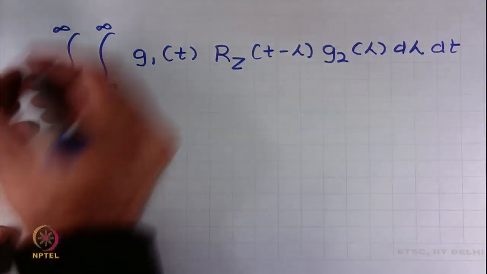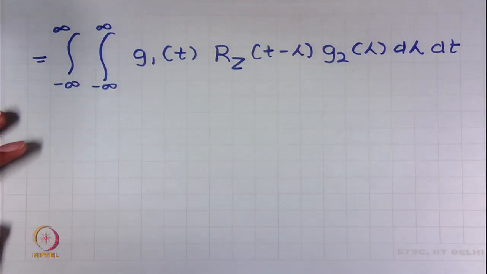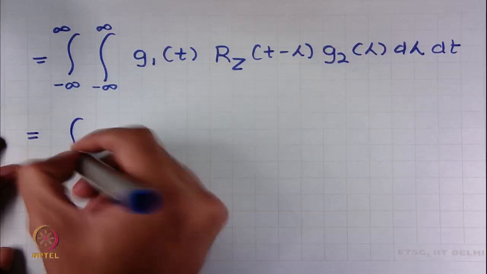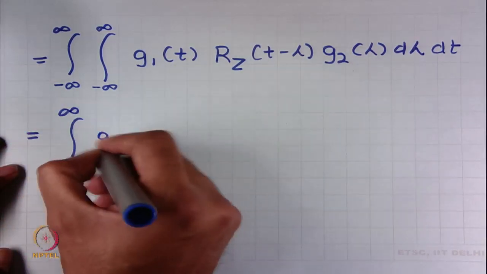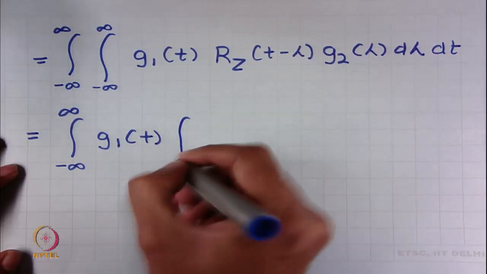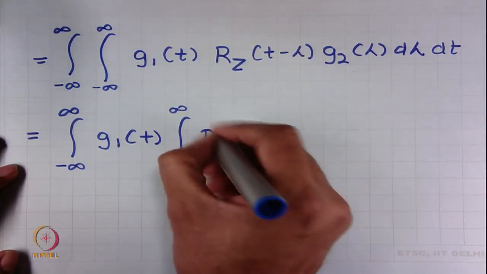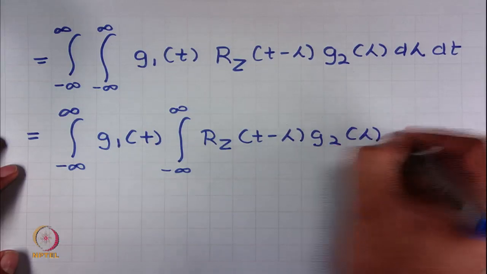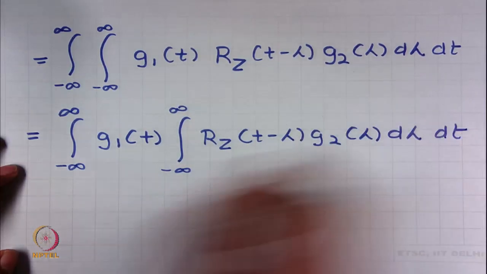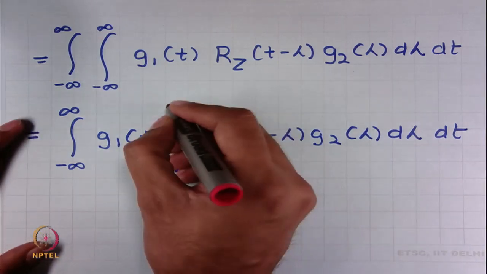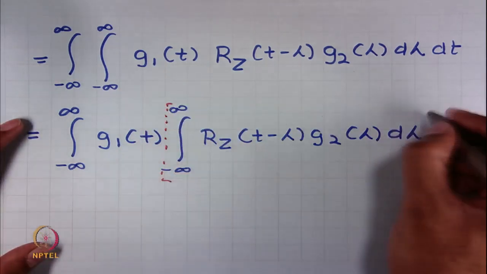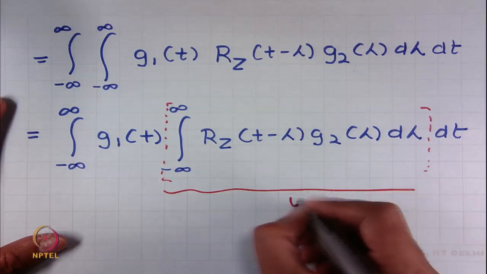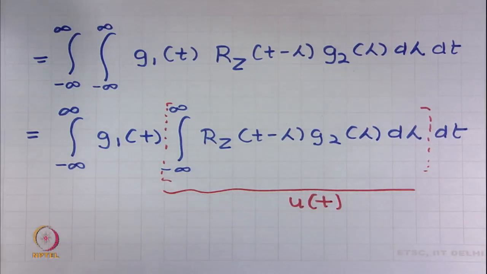Okay. So, from this we can obtain this, and let us now rearrange the order of integrations. So, let me convert this into this form. Okay. Now, let us look at this function. I call this function u of t. So, let me see what this u of t is.